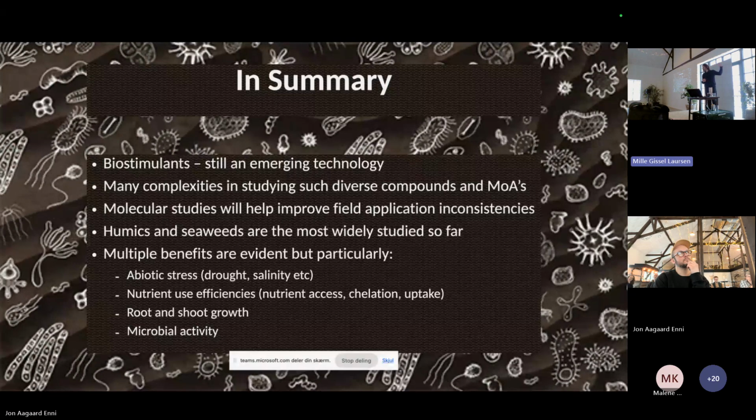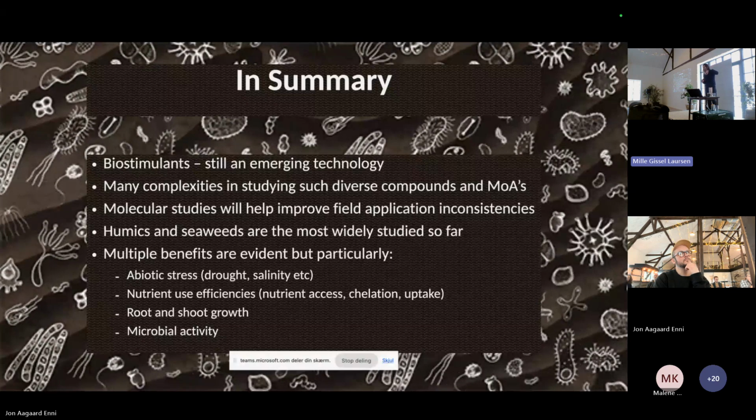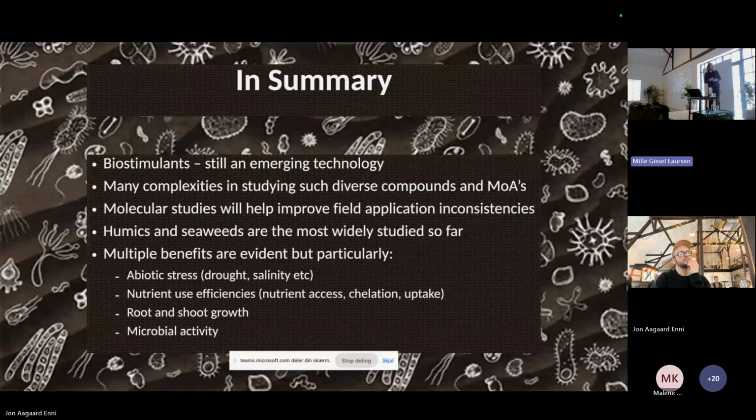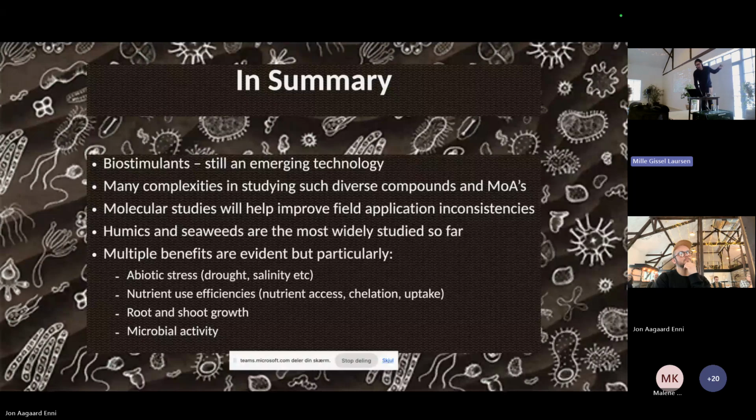So, in summary, look, it's still an emerging technology. I think we still have a bit of a way to go, but there are more and more products coming out. Humic acids and seaweeds, if you look into the academic literature, are probably the two categories that are the most well studied and have more robust evidence behind them. And because they're different compounds, there are many different benefits they can bring.